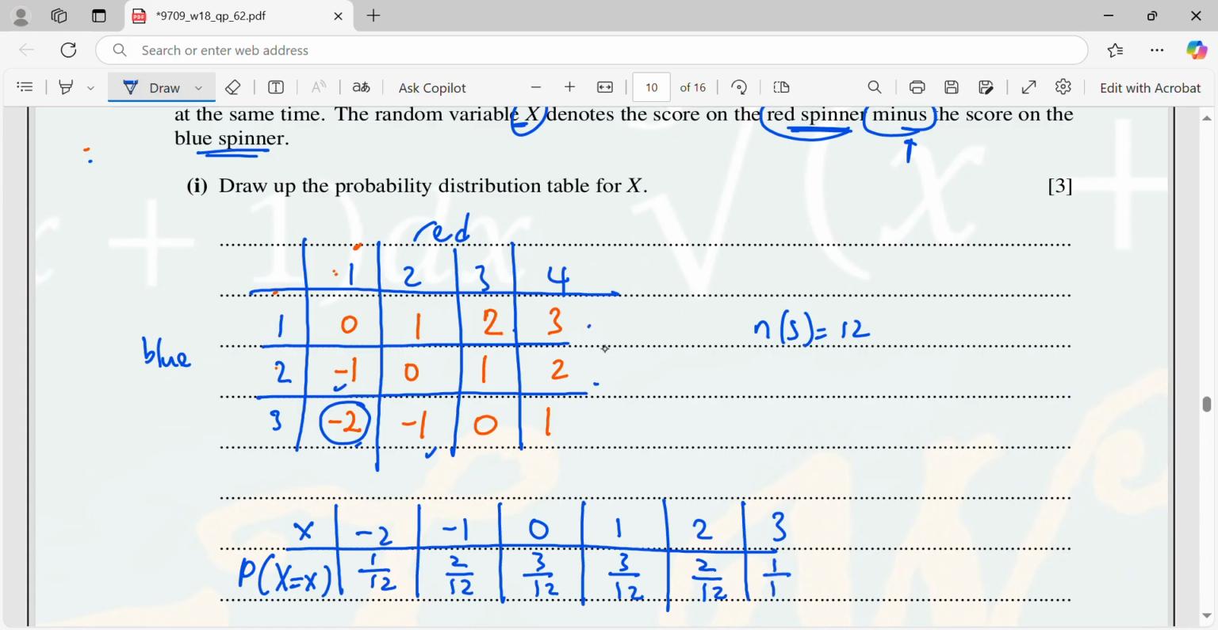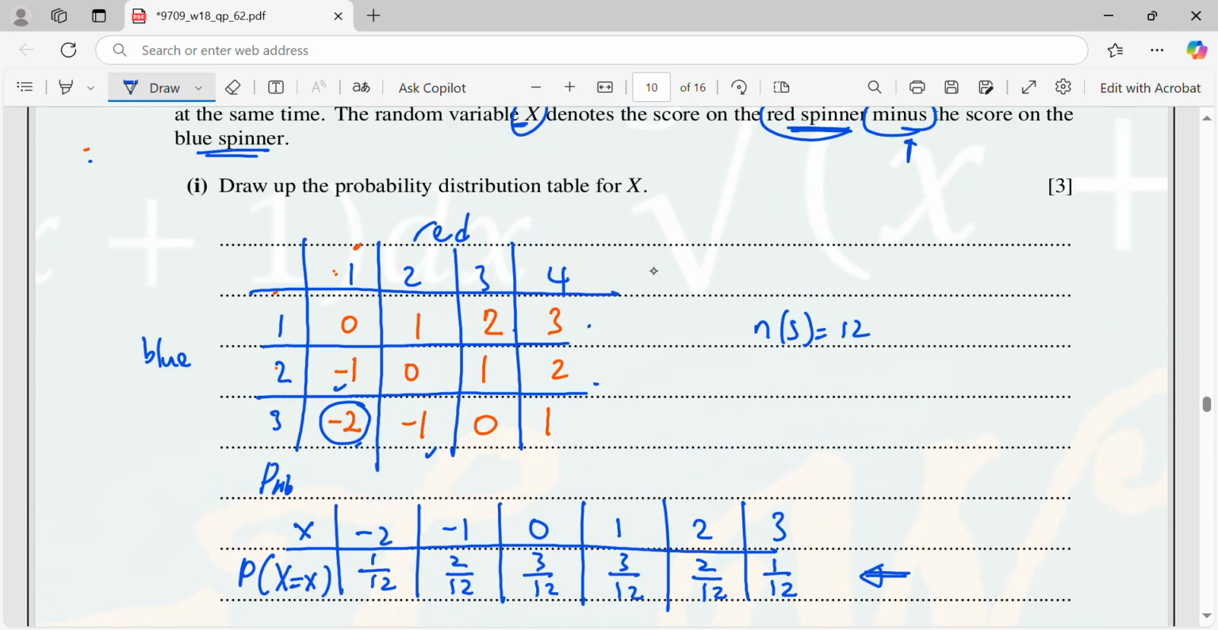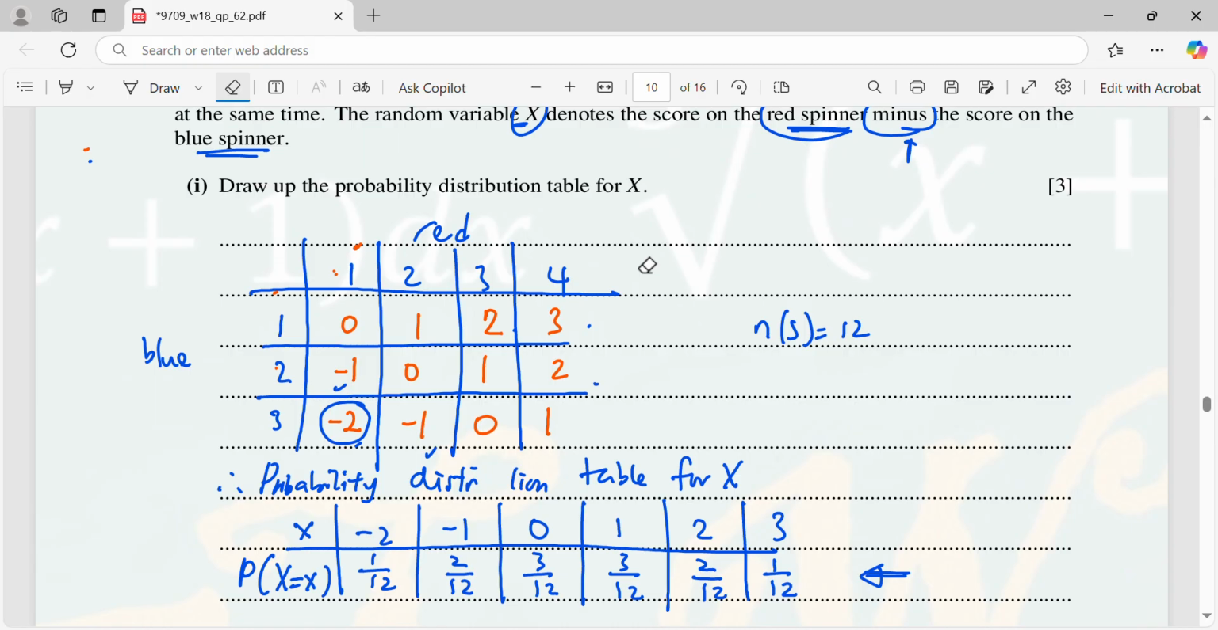So 1 over 12. Now, this is a probability, and the total of the probabilities in the table here is 1. So you can just add up, it will be 1. That means this is our probability distribution table for X. Okay, so this is the solution.